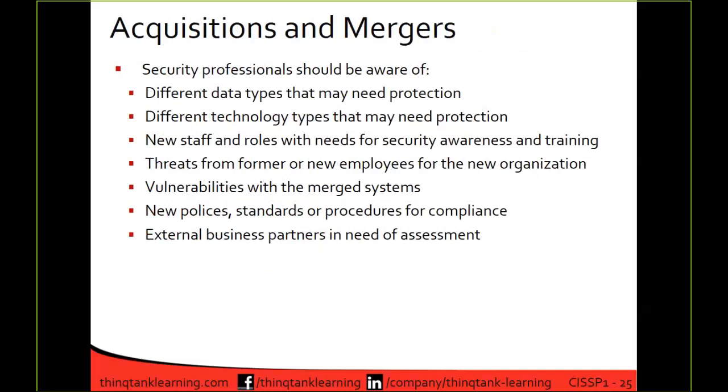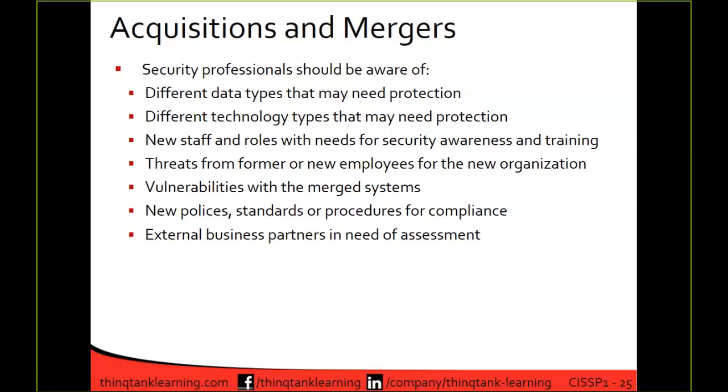Different data types may need protection. Obviously, if I'm buying an organization or merging with another organization, I'm bringing in new personnel. I don't know what the security culture of that previous organization was. I don't know what policies or procedures they had in place, right? Different technology types. Maybe they're running EIGRP and I'm running OSPF, and we have a secure OSPF architecture. They have an open EIGRP architecture. So I have to find a way of ensuring that technology gets integrated into my security posture.